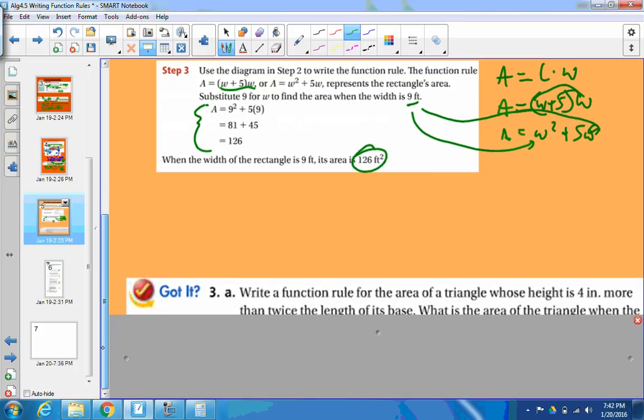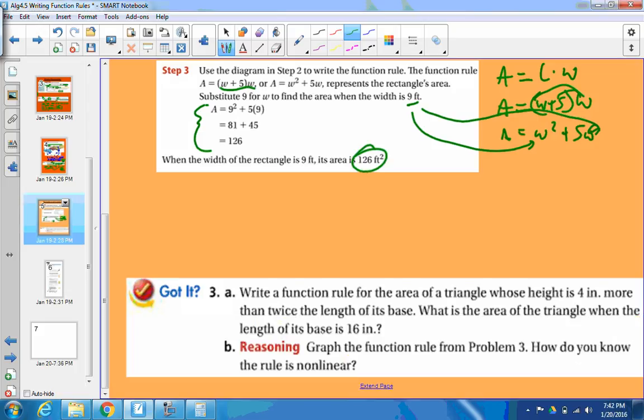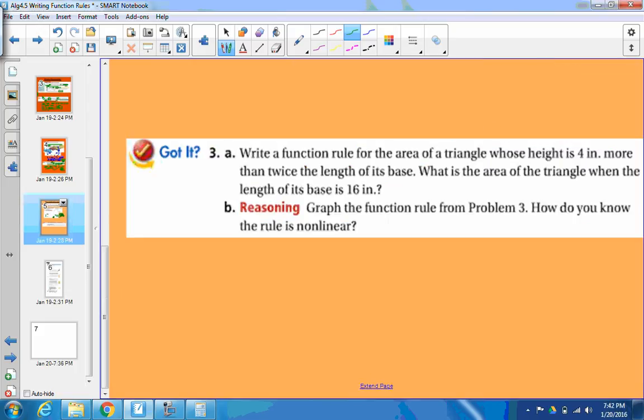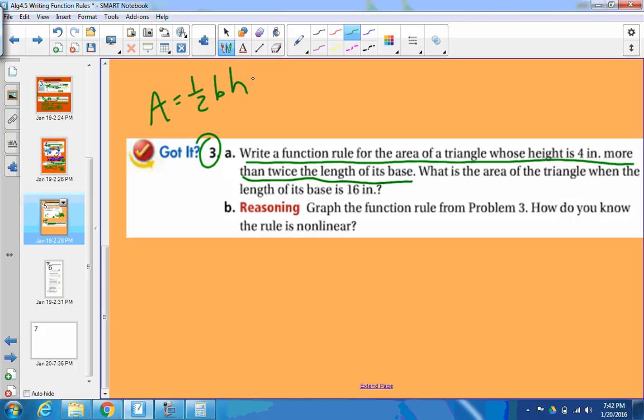So I'm going to leave you with this question. It's the last one. Try to figure this one out on your own. It says, write a function rule for the area of a triangle whose height is 4 inches more than twice the length of its base. What is the area of the triangle when the length of the base is 16? So we're really looking for, in number 3, a function rule for the area when the height is this. All right, just remember the area of a triangle is 1/2 times the base times the height. All right, good luck with it.